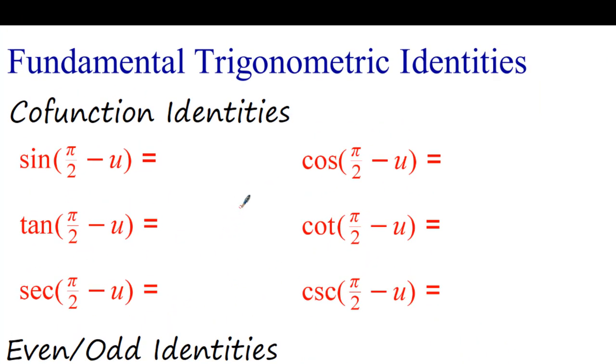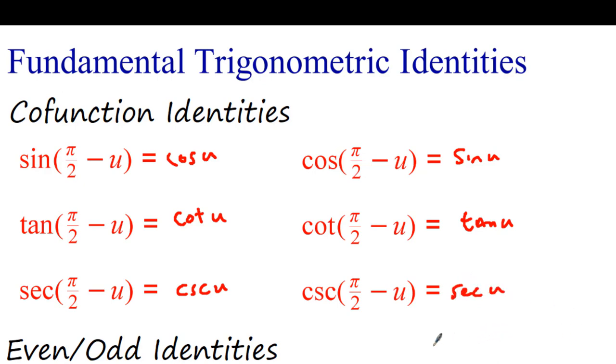They're also on MrAiden.com. We also have what's called the cofunction identities, which means sine of pi over 2 minus u is equal to cosine of u. Tangent of pi over 2 minus u is equal to cotangent of u. Secant of pi over 2 minus u is cosecant of u. Cosine of pi over 2 minus u is equal to sine of u. And these are all identities. Cotangent of pi over 2 minus u is equal to tangent of u, and cosecant of pi over 2 minus u is equal to secant of u. Those are called the cofunction identities.